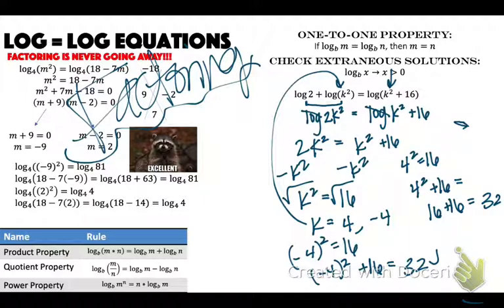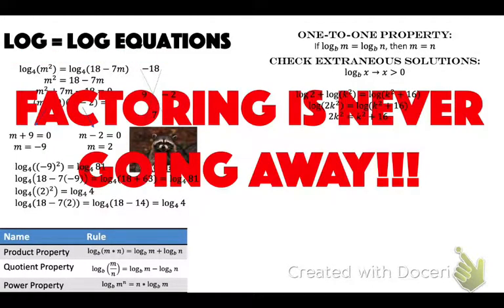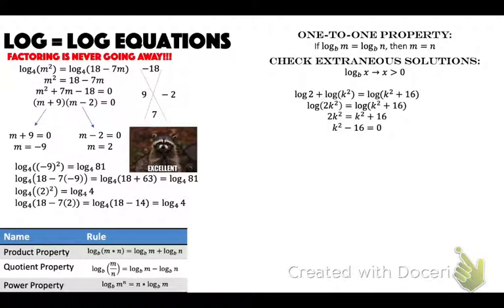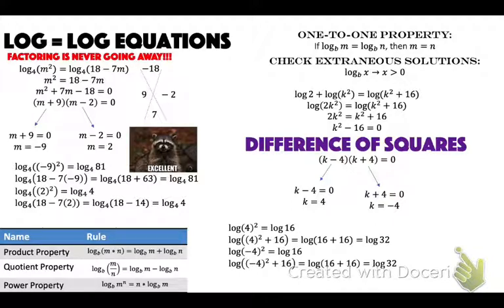Okay. So let's go through this. Cancel them. Factoring is never going away. I did this one by difference of squares. So the other way to do this is by difference of squares. Move everything to one side and get k squared minus 16. So then that's going to be k minus 4 and k plus 4. So that's going to be k equals 4 and k equals negative 4. Check them. They both work, so we're good.